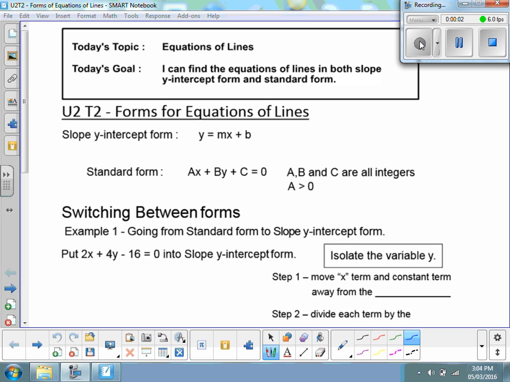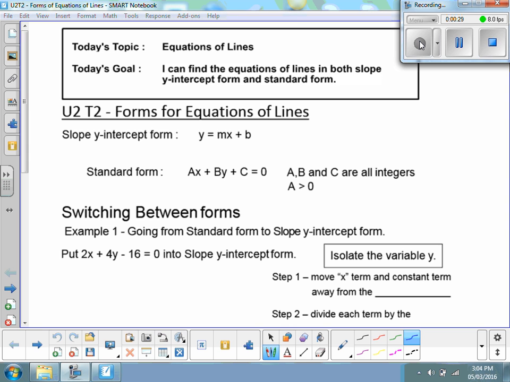So our next topic in this unit is equations of lines. Our goal: I can find the equations of lines in both slope y-intercept form and standard form. So in grade 9, we do take a look at the different forms. In grade 10, we're going to spend a lot more time working with those two forms when we're working on questions.